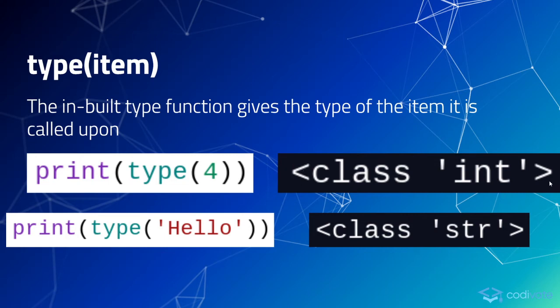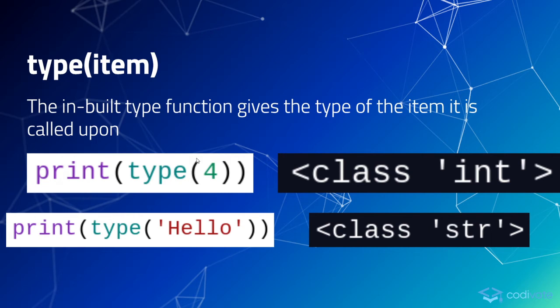We get these less than and greater than signs, then we have class, and then we have int. You don't have to worry about these for now. But the main thing to remember is that it gave us the correct data type. 4 is an int. It's an integer. It's a whole number.